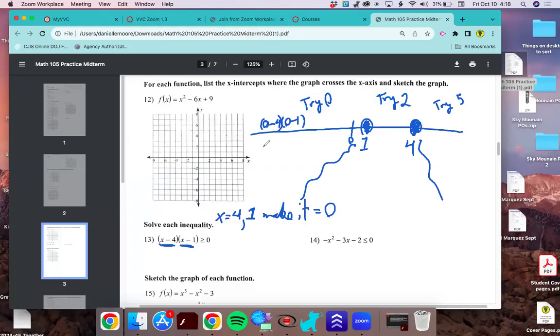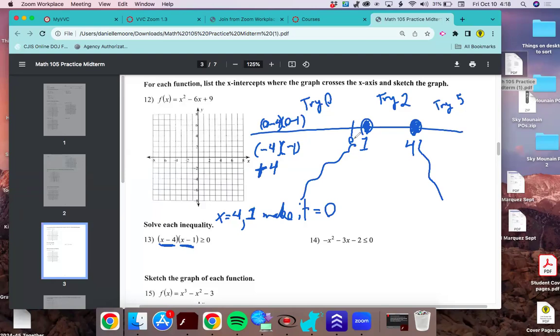0 minus 4 is -4, and 0 minus 1 is -1. Timesing those to each other, and here's the moment of truth. They're both negative, and a negative times a negative is a positive. Obviously, 4 times 1 is 4, but more importantly, this is a positive, which means it is greater than 0. So this is good for us.